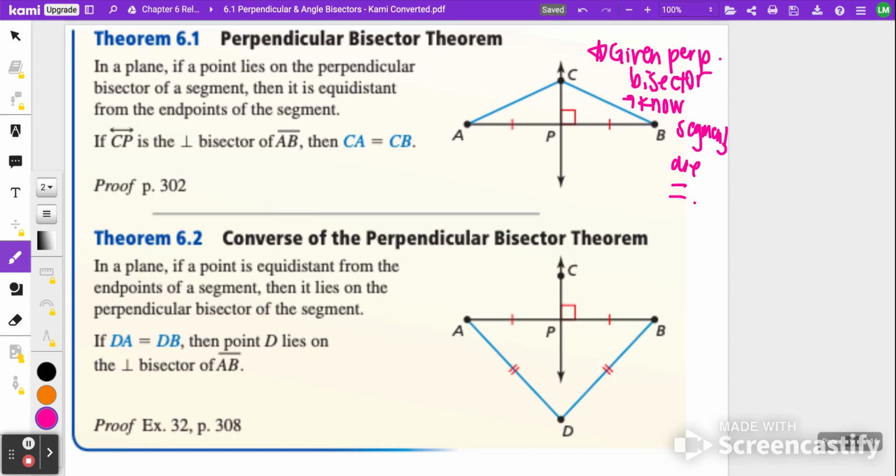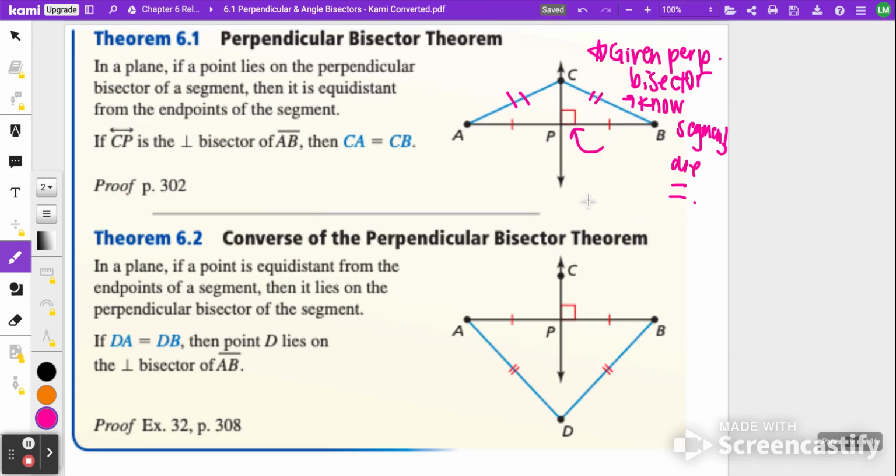In a plane, if a point lies on the perpendicular bisector of a segment, then it is equidistant from the endpoints of the segment. For example, if CP is the perpendicular bisector of AB, then CA should be equal to CB. So that means these two blue lines right here should be equal. And the way we have to know that is we are given that perpendicular reasoning right here at that right angle.